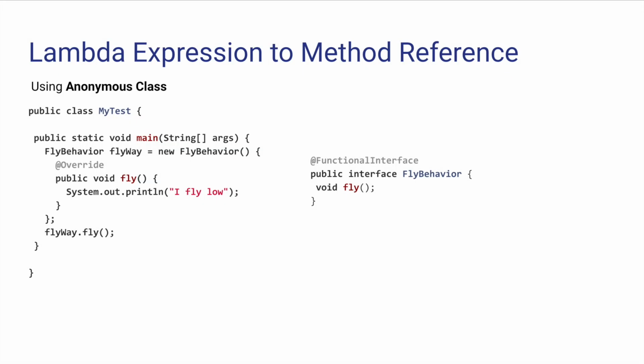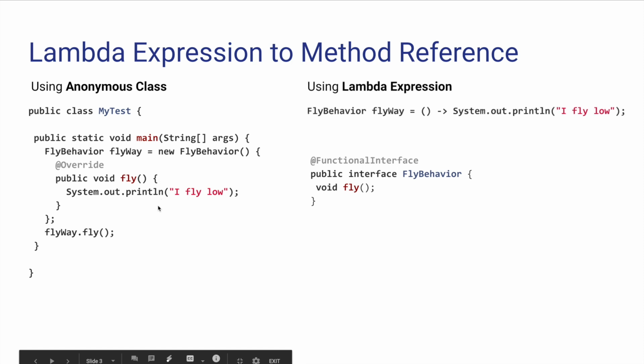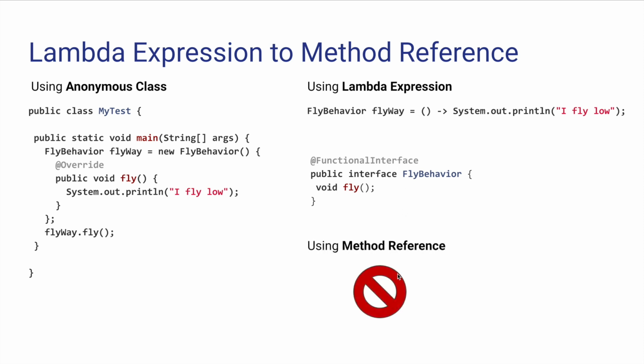This time I have removed the static method flyLow and have copied the implementation from that method to the anonymous class. Our lambda expression now would look like this. What about an equivalent method reference? Well, there is none. This is because here the lambda expression is not a pass-through to another method.